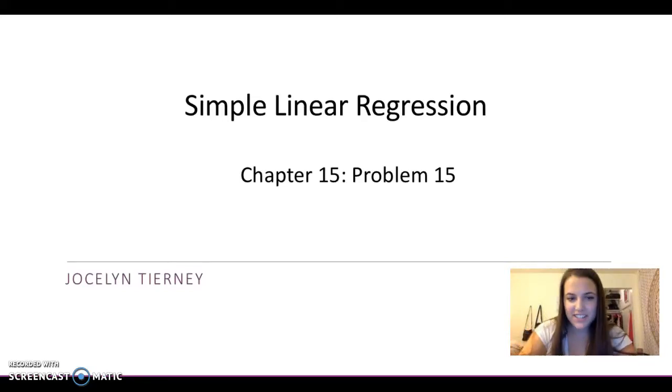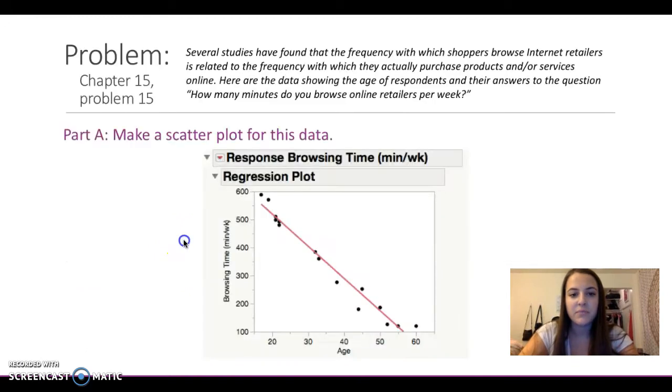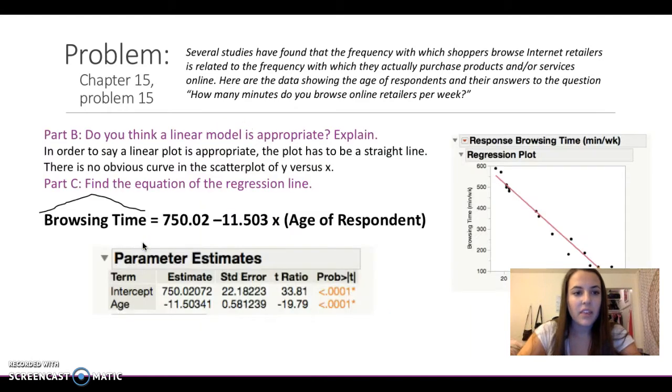Hi everyone, my name is Jocelyn and I'm going to be doing problem 15 in chapter 15. So the first part of the problem says make a scatter plot for this data, and this is the output JMP gives. The next part of the problem says, do you think a linear model is appropriate?